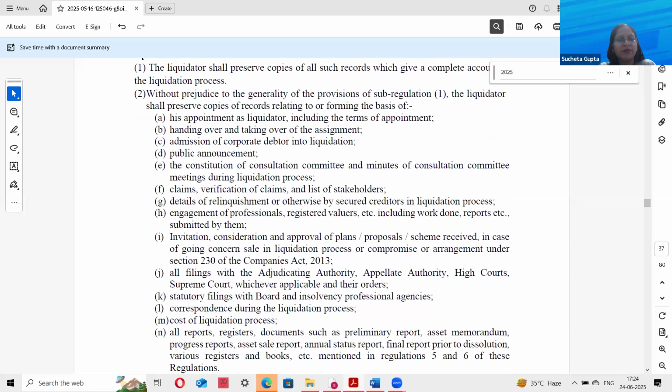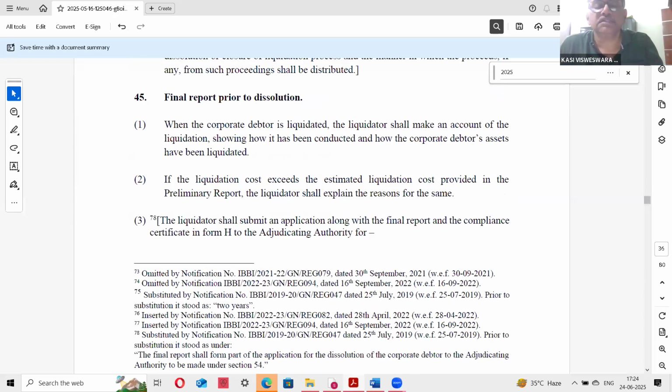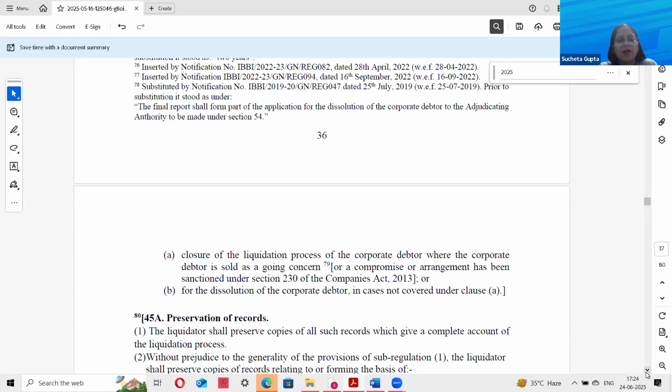I will show you. Regulation 37, Final report prior to the dissolution. So from the beginning, we will see this. Basically, this is related to this. What is written here? The closure of the liquidation process of the corporate debtor, where the corporate debtor is sold as a going concern, or a compromise or arrangement has been sanctioned under Section 230 of the Companies Act. So basically, this change came here.